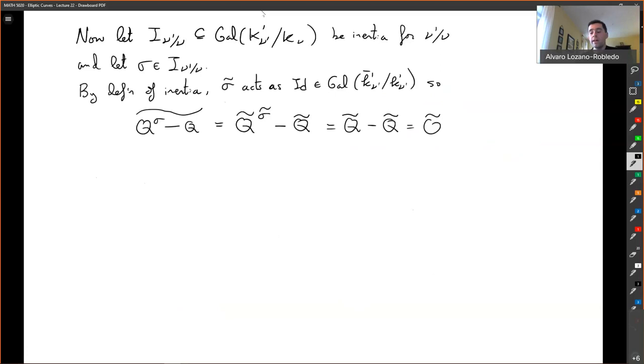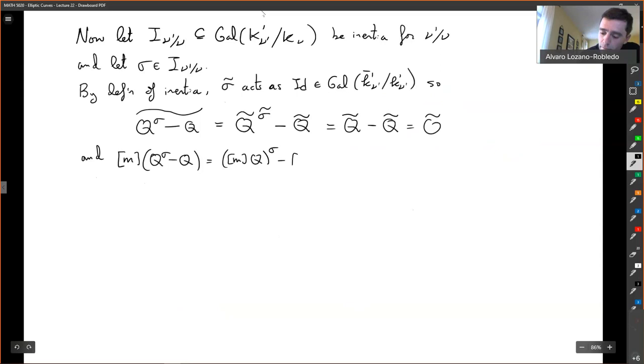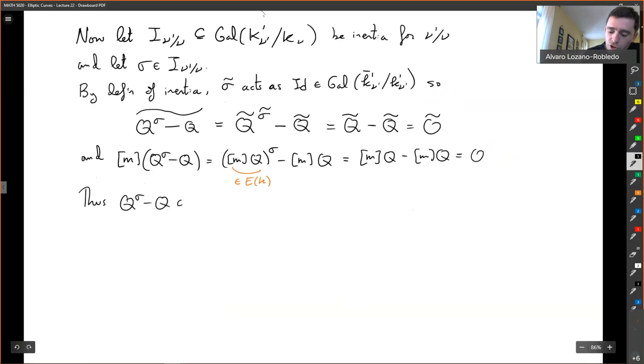But this point is an M torsion point. M times Q sigma minus Q: multiplication by M is defined over K, so it commutes with actions of Galois with base field Q, and this is in fact a point over K. Therefore, sigma must fix it, and if sigma fixes it, then I get that this is just O. So what do we have? That Q sigma minus Q is an M torsion point. Q itself was not an M torsion point. Q was a point such that M times Q was in K, but when you subtract a conjugate minus itself, that is an M torsion point.